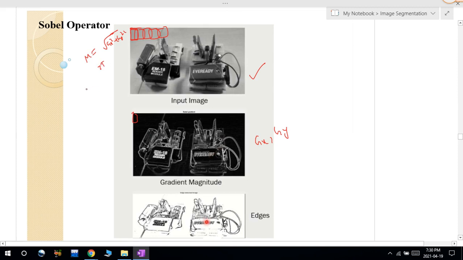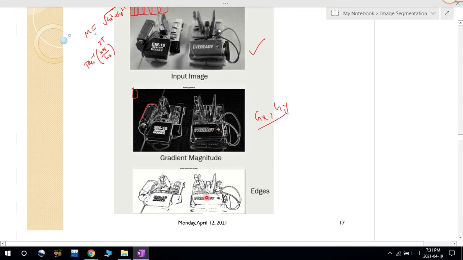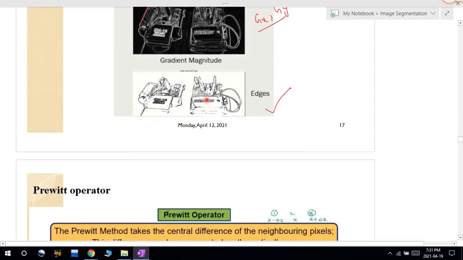After this I will find the direction by using the tan inverse formula, that is gy by gx. Once this is found, then I will consider the edge direction. It is in this direction and this is in this direction. After applying the Sobel operator on the input image, I will get the gradient magnitude, or gradient image. Once this gradient image is obtained, I will consider this threshold to find the actual edges. So by applying the Sobel operator on this input image, I will find these edges.